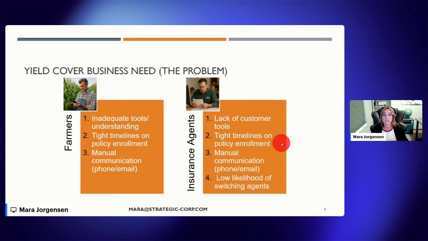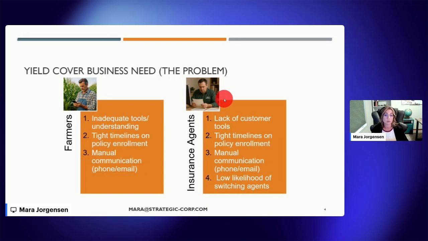On the insurance agent side of the house, there is a lack of customer tools. It appears that most major insurance providers in the United States do not have a publicly available tool, although some do behind a login. Again, there are tight timelines on that policy enrollment. So if you think about a customer who's looking to enroll during a very tight timeline, you as the agent are having to send them copious amounts of information going back and forth. That is very time consuming when you have to generate new documents for every change and you have to explain all of that for every single change.